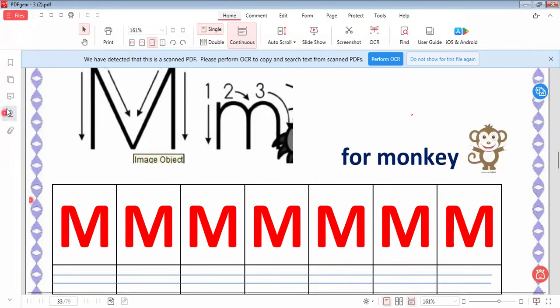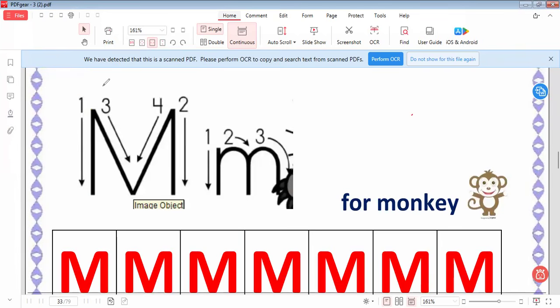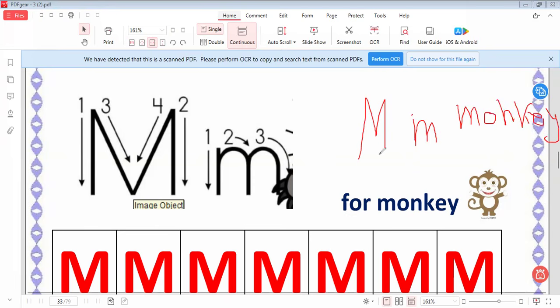Okay. So here we have capital M and small m. How can I write capital M? I write capital M as it is. This is called capital M and small m. M for what? M for monkey. Repeat with me. Here is capital M and small m. M for what? M for monkey. Okay.